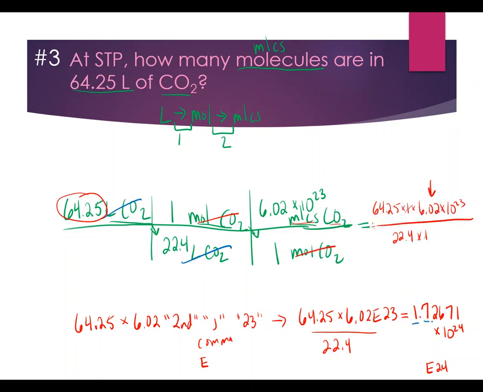So 1, 2, 3, 4. Do I round the 6 up or leave it a 6? Round it up. Round up, okay, good. So this is 1.727 times 10 to the 24th, and this is going to be molecules of CO2. That would be my final answer.